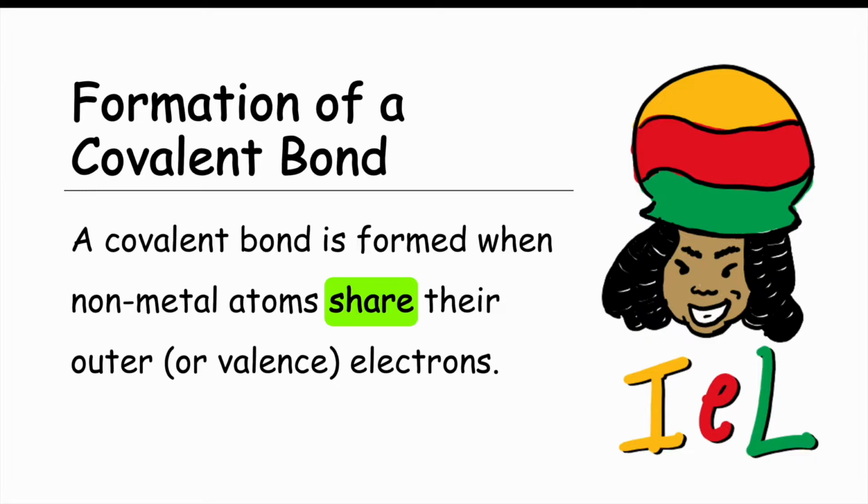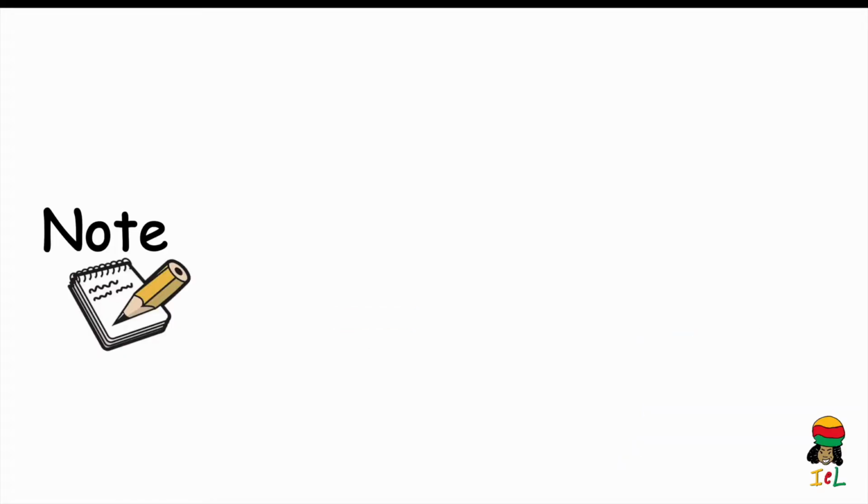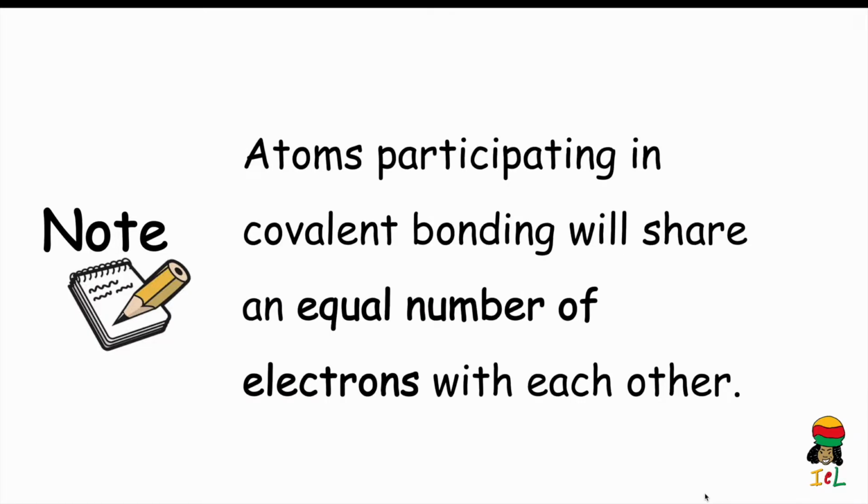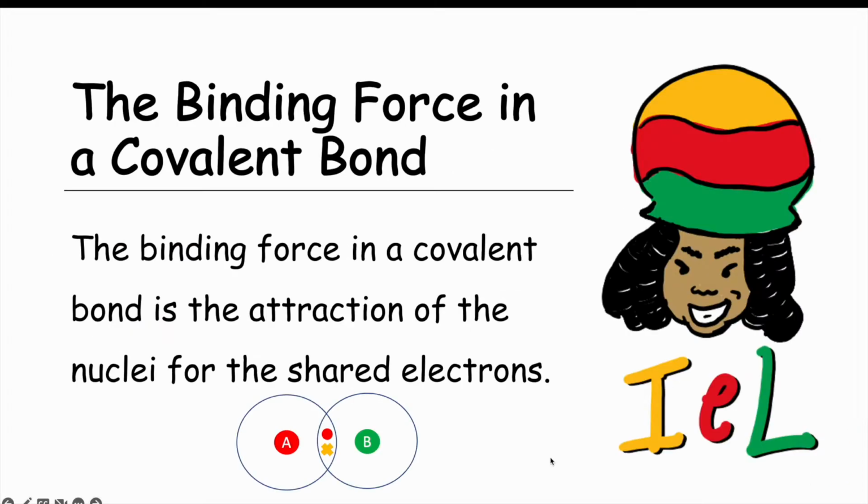There are 2 important things we need to know about how the atoms share their valence electrons. The first one is that they only share the number of electrons they need to become stable. And secondly, the atoms will only share an equal number of electrons with each other. So if atom A shared 1 electron with atom B, then atom B will share back only 1 electron with atom A. So what is the binding force in a covalent bond?